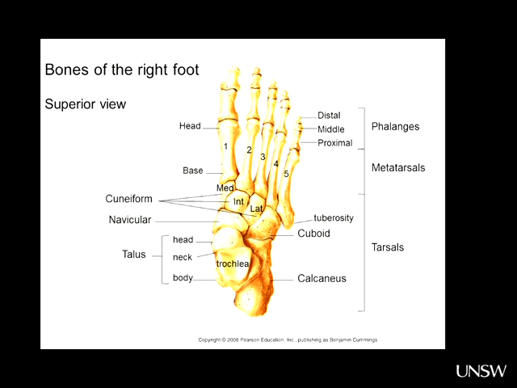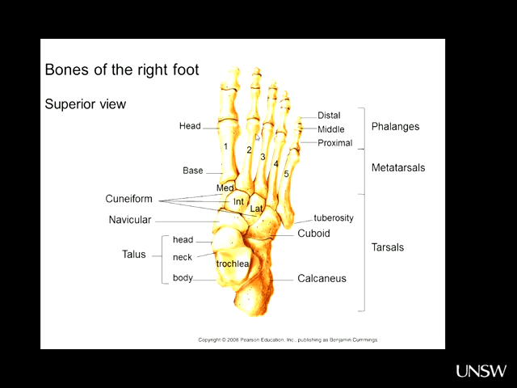And on the 5th one, it's worth noting that there is a sort of protrusion there, which is the tuberosity of the 5th metatarsal. And you can palpate that. That's about halfway along the lateral side of your foot. You can feel that. My diagram doesn't have the remaining bones, but I think they're pretty similar to the bones that we saw in the upper limb.